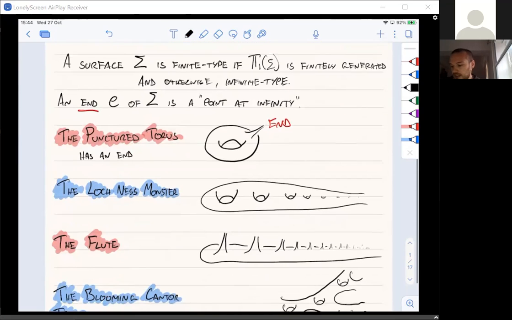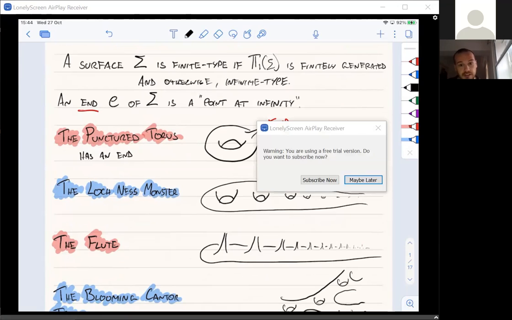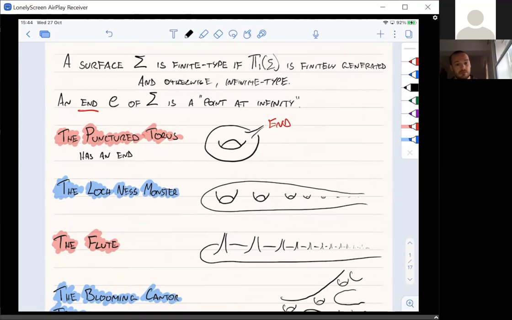This is the Loch Ness Monster. This is everyone's first infinite type surface that we meet. It's just, you take a genus 1 surface and you glue another handle on it, and then you glue a third handle on it, glue a fourth handle on it, and you keep gluing forever and ever and ever in one direction. And that direction is exactly the end, off to the right hand side here. So the Loch Ness Monster has an end also.